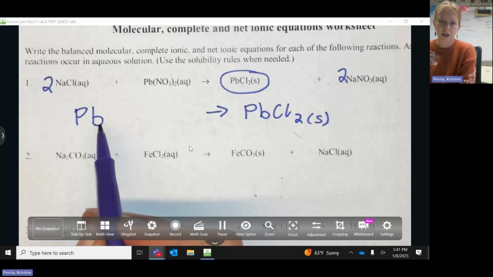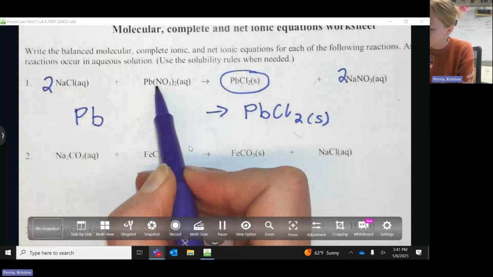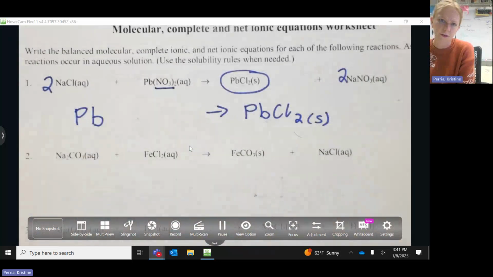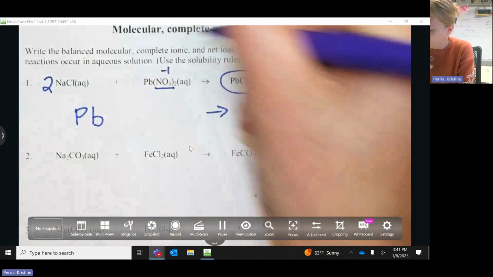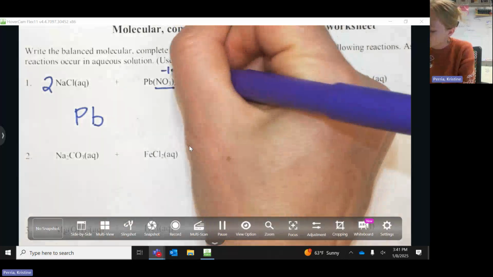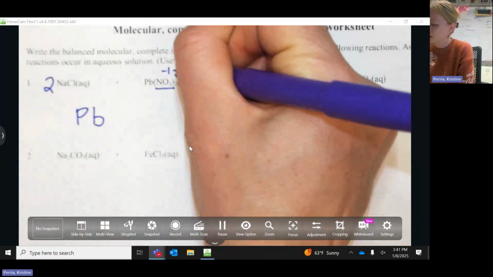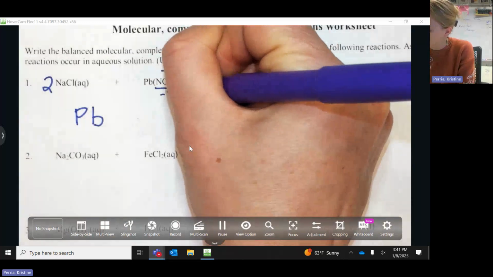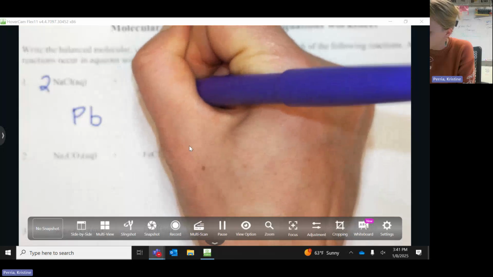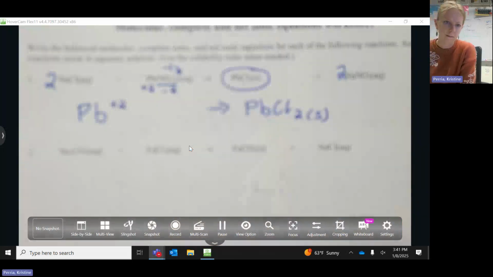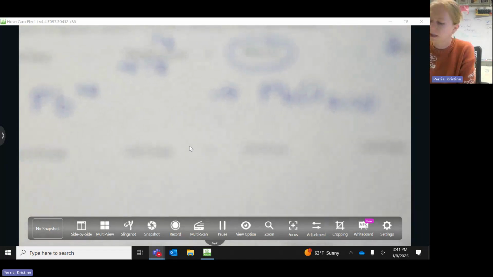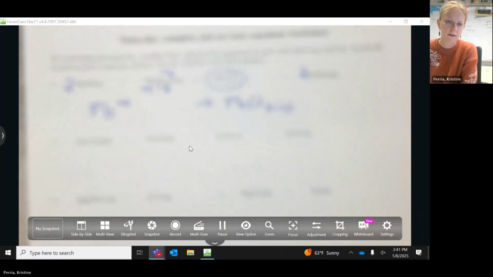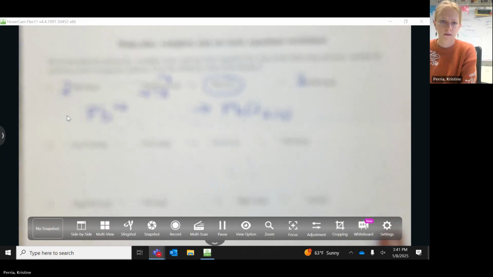and I have to figure out the charge on it. Sometimes that's a little tricky. With NO3, there would be no way for you to know, so you'd have to know that NO3 has a -1 charge. It's a polyatomic ion, but there's two of them, so there's two -1s. That would make NO3 -2, which would mean Pb has to be +2. And that's going to be aqueous. Put a little aq by it.